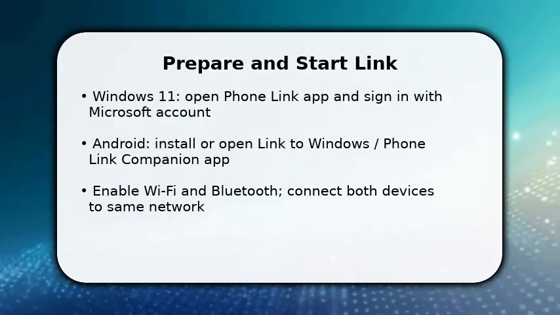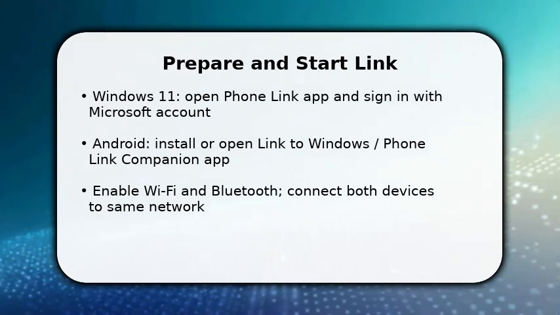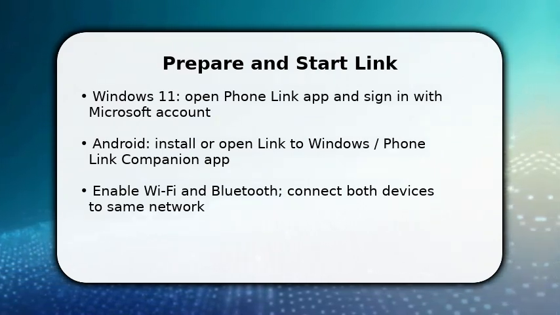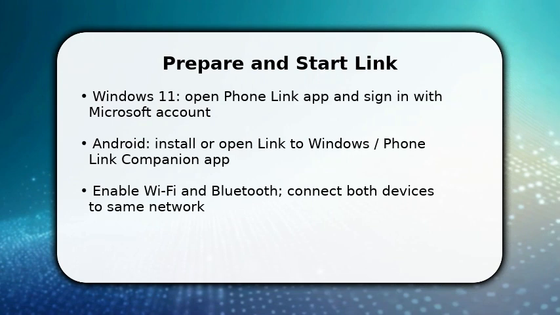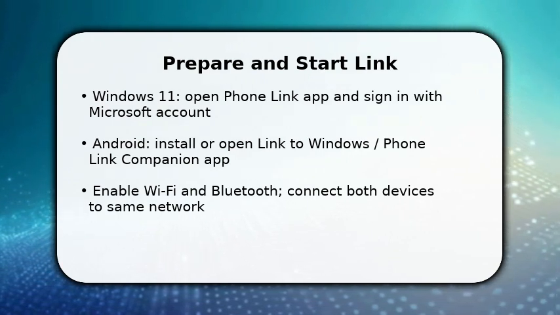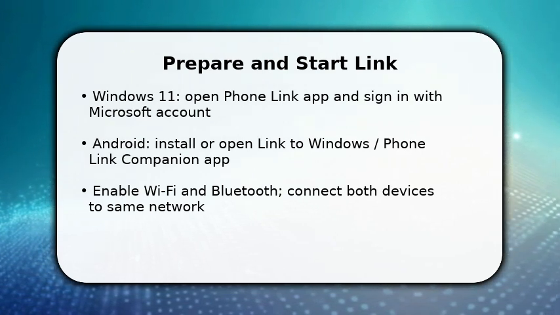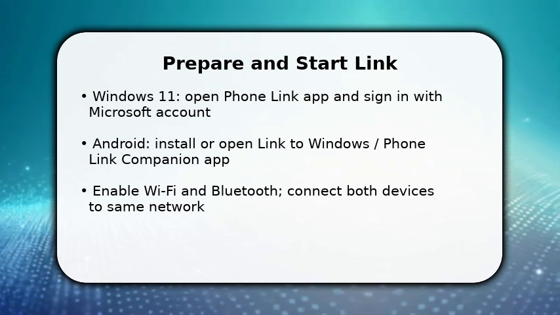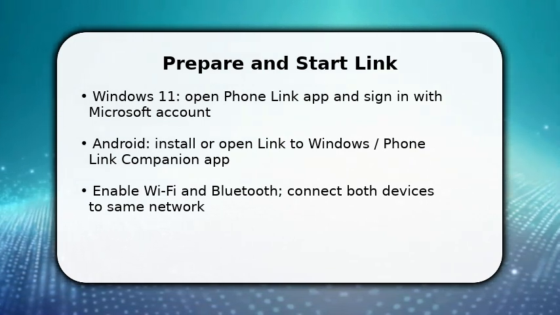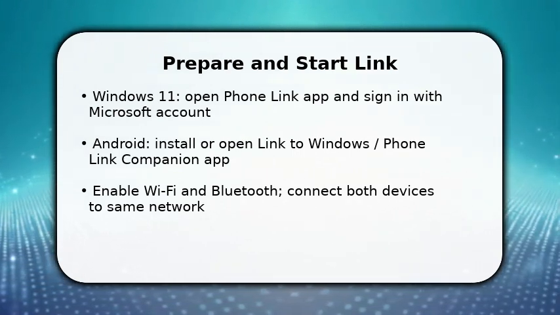You start by preparing both devices and beginning the pairing now. On Windows, open Phone Link and sign into the same Microsoft account you'll use on the phone. On Android, install or open Link to Windows or Phone Link Companion and grant initial permissions when prompted. Once done, choose Add a Phone on the PC and follow the on-screen QR or code prompt on the phone. Make sure Wi-Fi and Bluetooth are active so the devices can discover one another quickly.